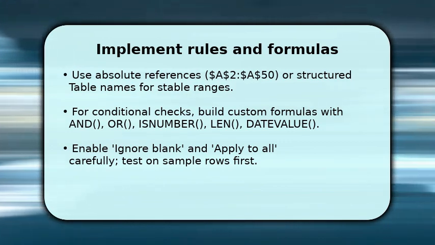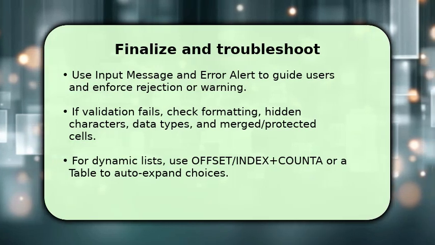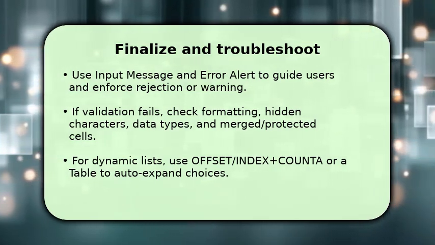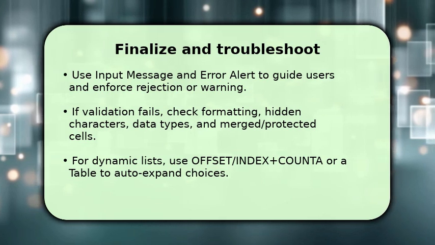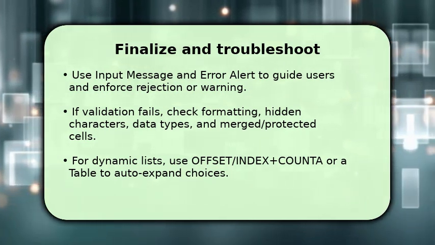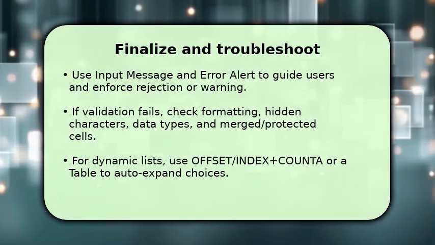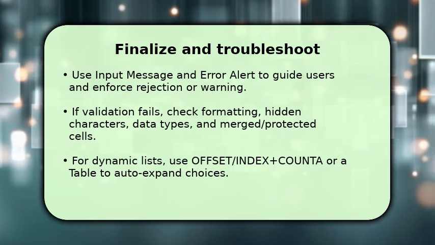After that, test with representative entries so you catch logic gaps before rollout. Finish by adding an input message and a firm error alert to explain what you expect. That reduces mistakes. If users still get blocked, inspect cell formatting, hidden spaces, text versus number types, and any merged or protected cells that silently break rules.